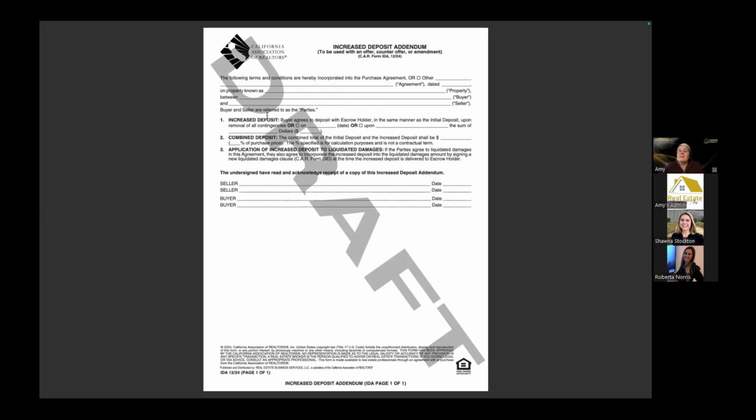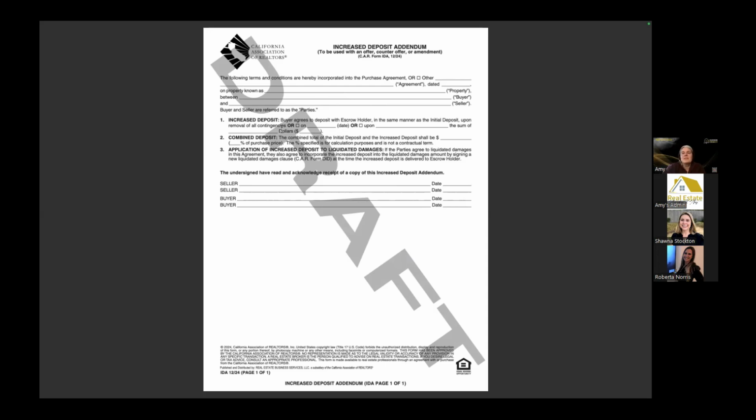Buyer agrees to deposit with escrow holder in the same manner as the initial deposit upon removal of all contingencies. Okay, so it's saying the default is upon removal of contingencies, or you could check the next box, which is a date. You put in a specific date, or you can check this next box, which is upon blank. So anything can go in there. The sum of blank dollars. So that's going to be the increased amount of the deposit.